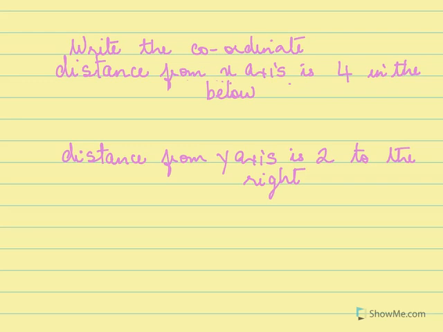The distance from the x-axis, now remember, the distance from the x-axis is the y coordinate, is 4 units below. 4 units below means minus 4. And next they say the distance from the y-axis. Now the distance from the y-axis is the x coordinate, is 2 to the right. To the right means plus 2. So the point would be (+2, -4).